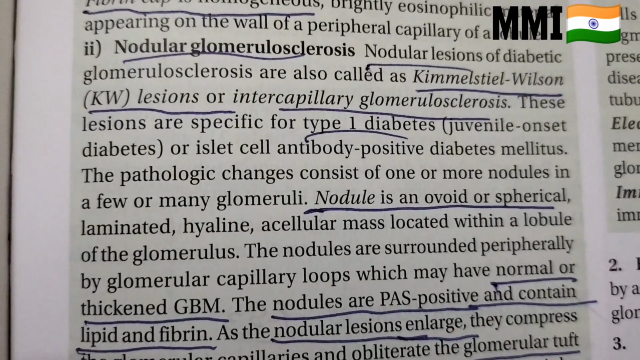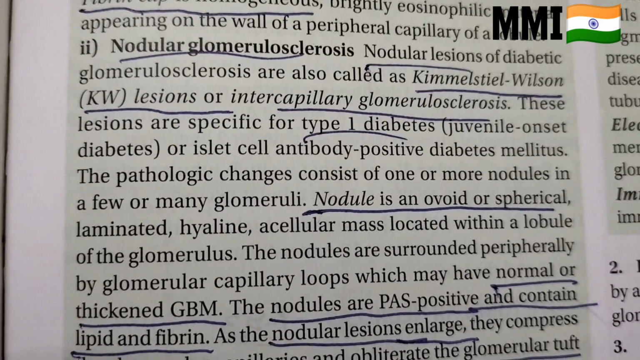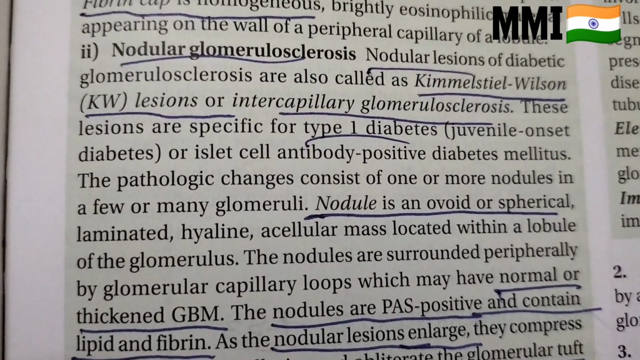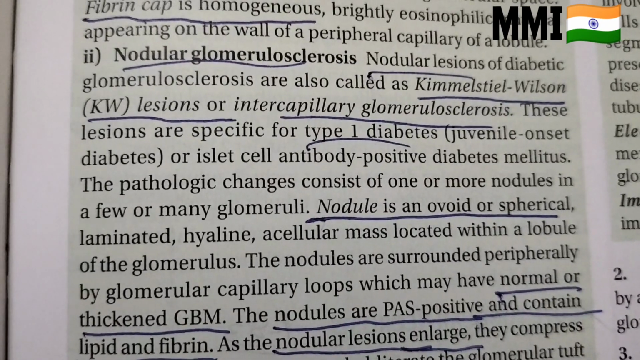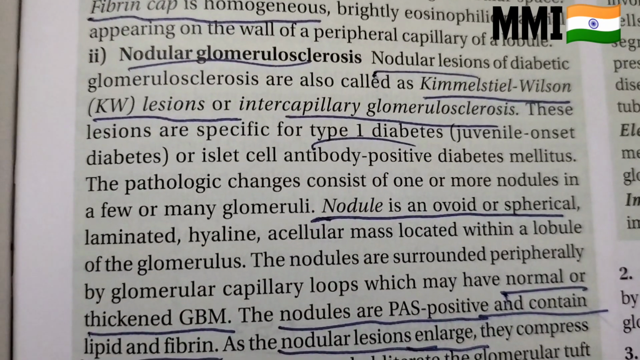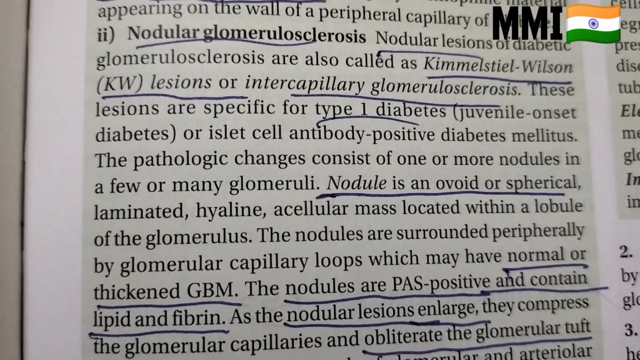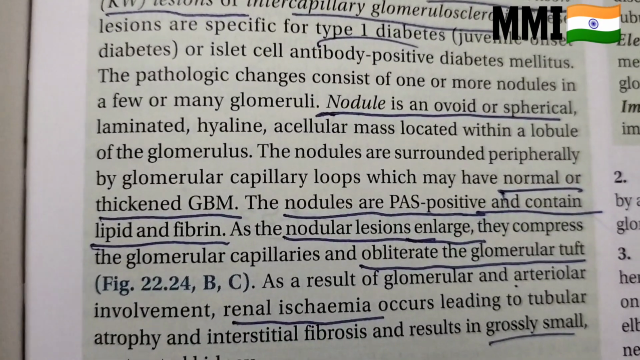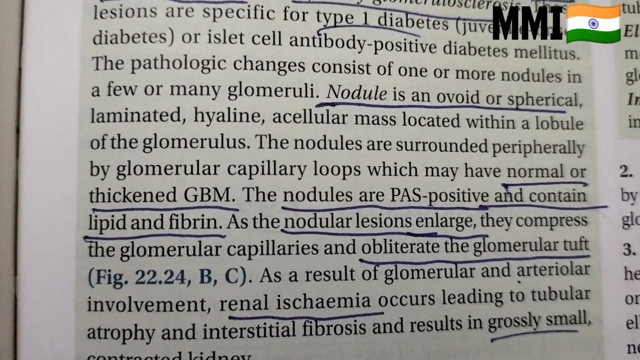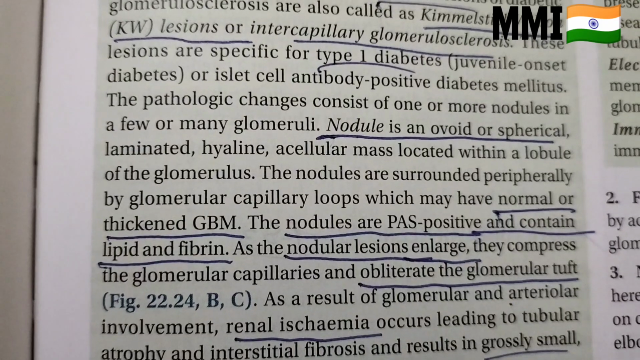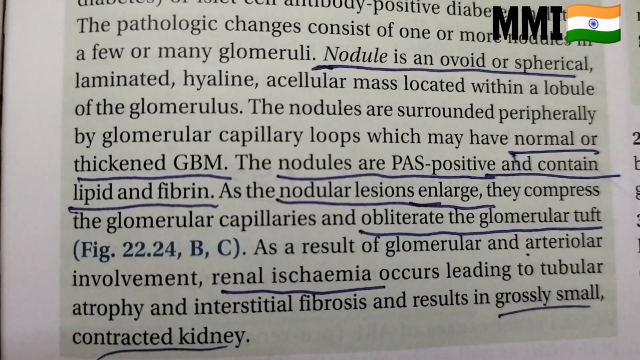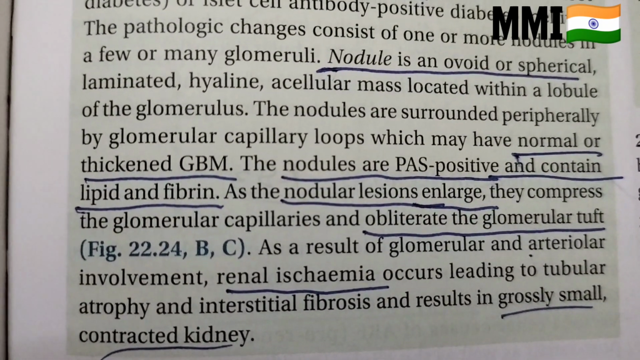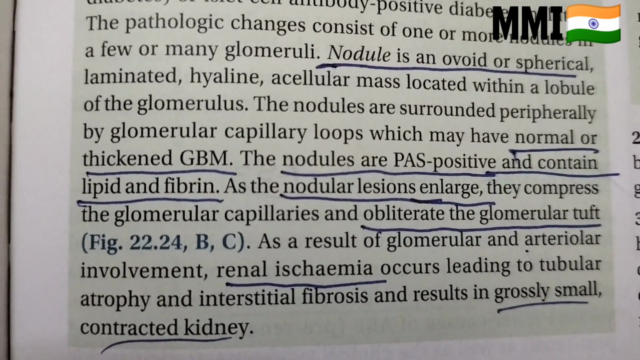Next, we come to nodular glomerular sclerosis. Nodular lesions of diabetic glomerular sclerosis are also known as Kimmelstiel-Wilson lesions or intercapillary glomerular sclerosis, which are more common in type 1 diabetes. The nodule is ovoid or spherical. It means there is formation of nodules in nodular glomerular sclerosis, with a normal or thickened glomerular basement membrane, and these nodules are PAS positive.